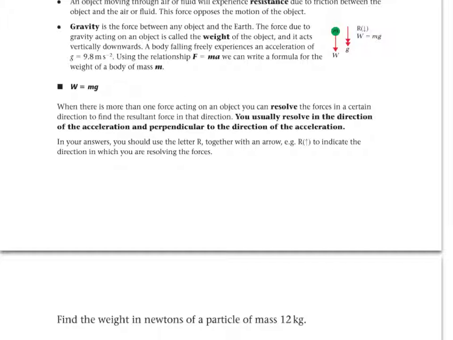In your answers, you should use the letter R together with an arrow to indicate which way you're resolving the forces. This is to help, because when we're looking at acceleration, it's important whether it's a negative, so it's going against the acceleration, or it's going with the acceleration. So it's really important that you indicate to yourself and the examiner that you know what you're doing by indicating which direction you're taking as positive and which one as negative.